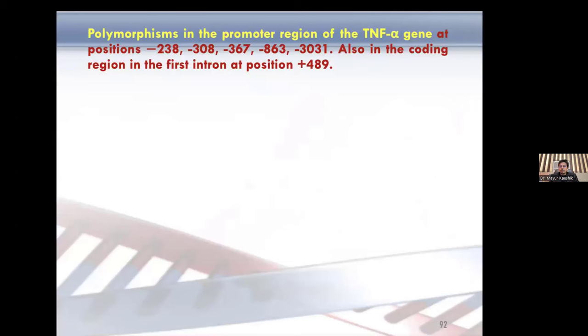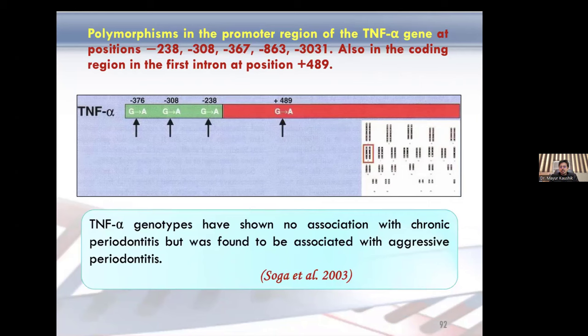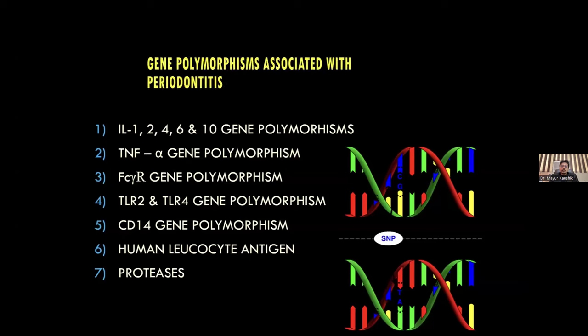So for TNF alpha, lots and lots of defects are present. We are not able to show position number minus 3031 here. But can you see which region of the gene this is? This is basically the promoter region. Which region of the gene is this? Coding region. Minus is promoter, plus is coding. So at plus 489, G to A means guanine has been substituted by adenine. These are photographs which I have included from Lindhe only. The chapter is given very nicely in Lindhe. And it is more associated with aggressive periodontitis.